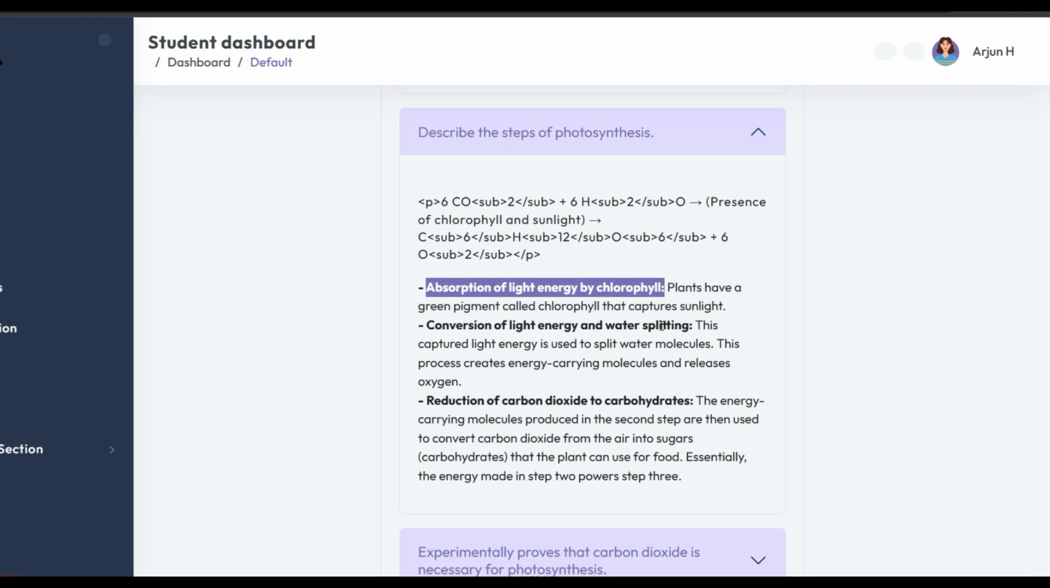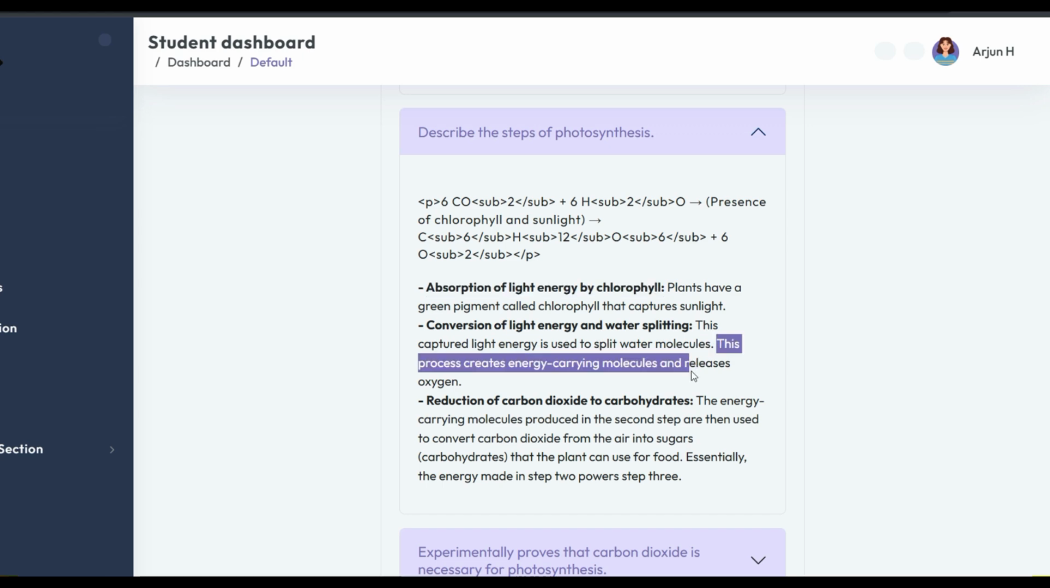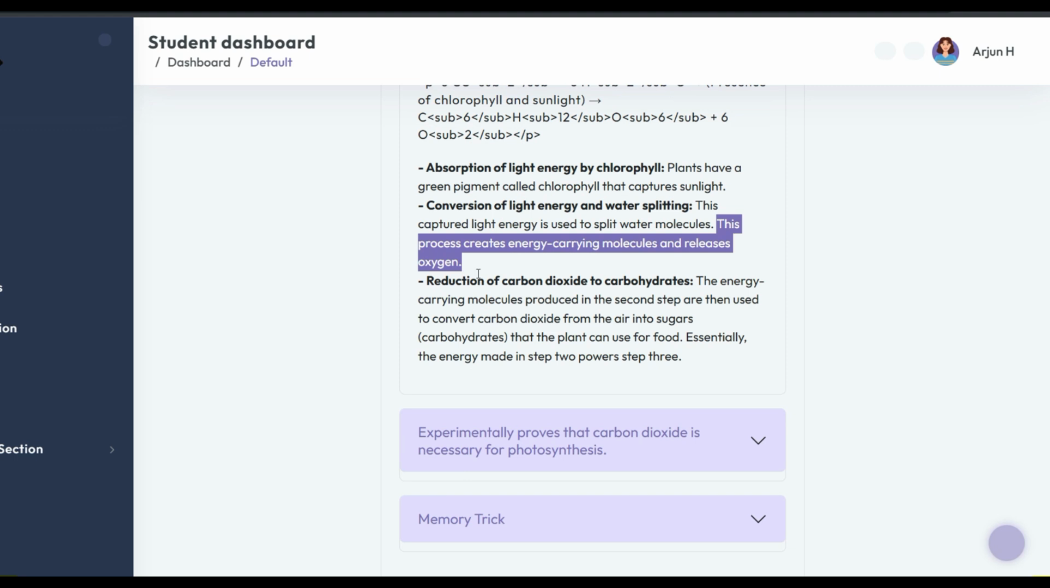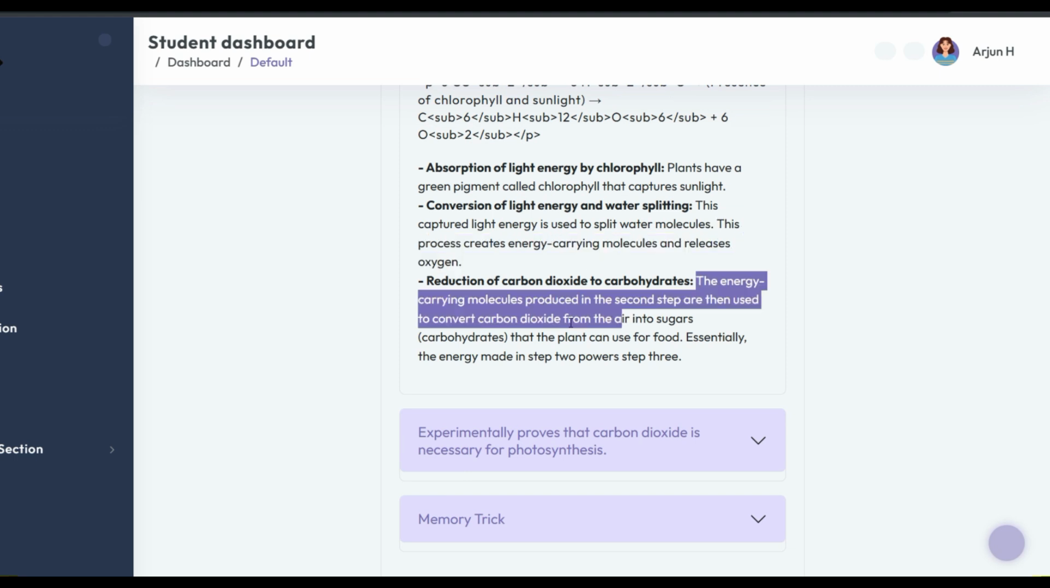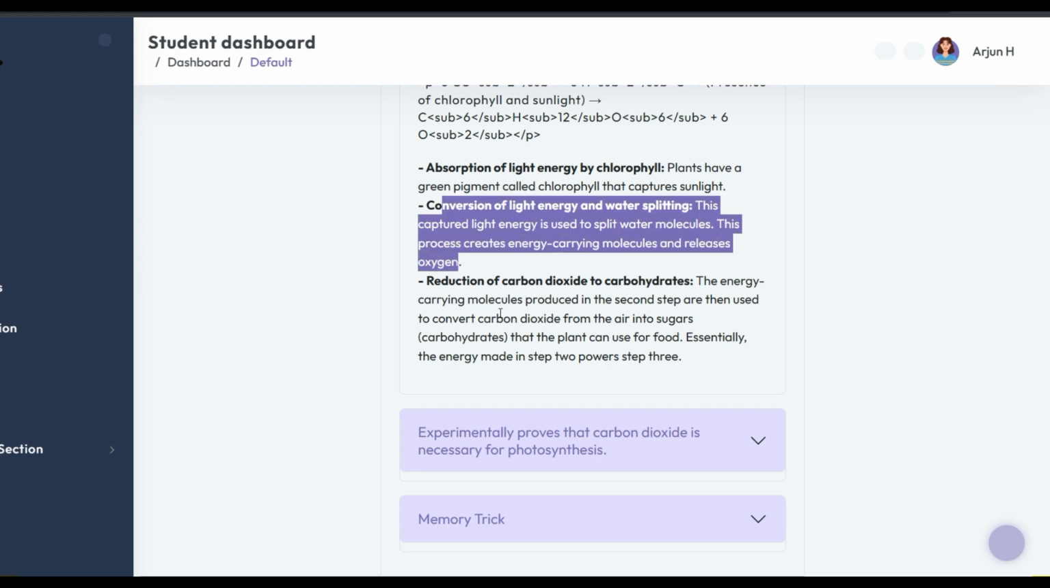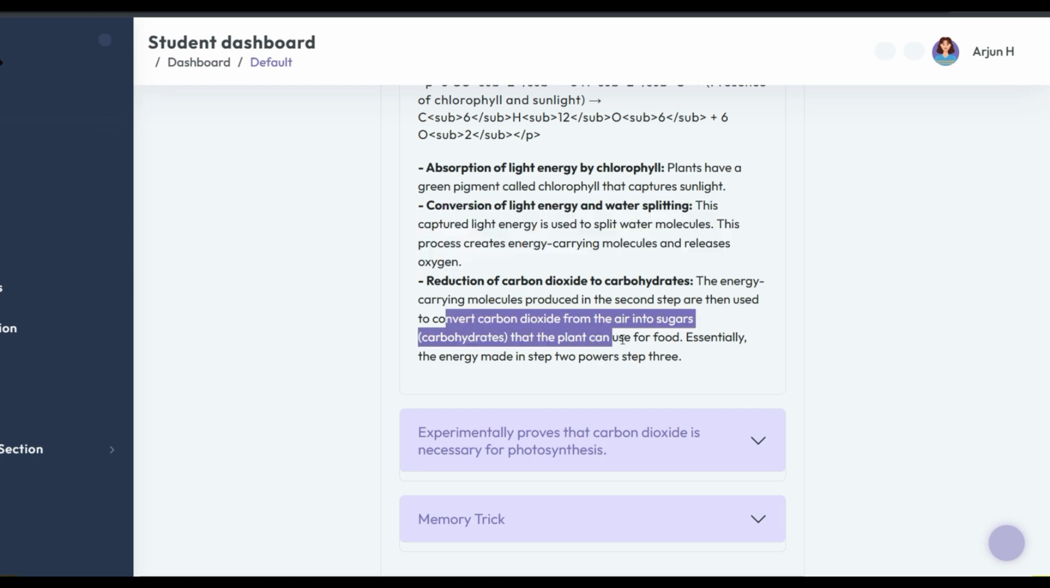This captured light splits water and produces oxygen. This captured light is used to split water molecule. This process creates energy carrying molecule and releases oxygen as well. That's how we get oxygen. And this energy carrying molecule, which is produced over here in the second step, is used to convert carbon dioxide into sugar, carbohydrate, that the plant uses as food.